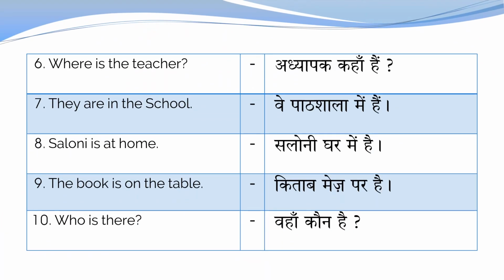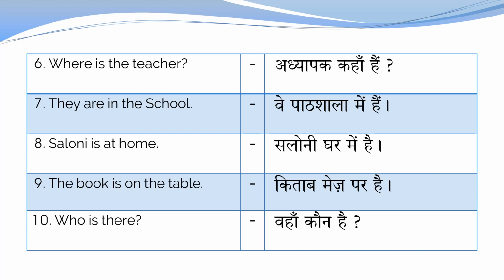Here are the answers to the next 5 questions. Where is the teacher? Teacher means अध्यापक. Where? कहाँ? Is can be translated to हैं. Here, when we mention someone of higher position, we write it as a plural form in Hindi in order to make it a more respectful manner. So, the question becomes अध्यापक कहाँ हैं?